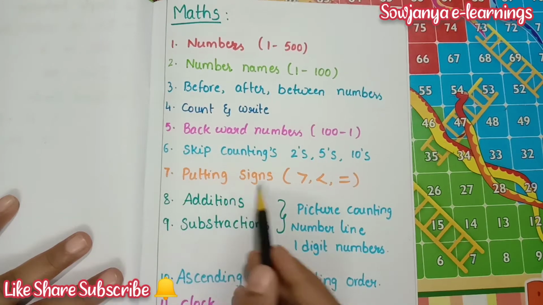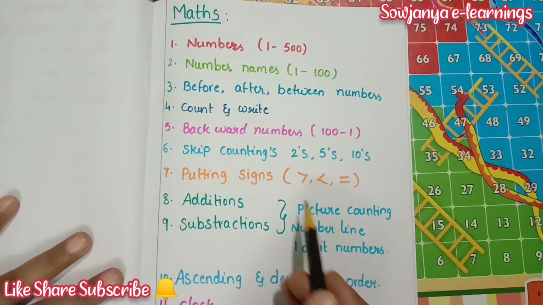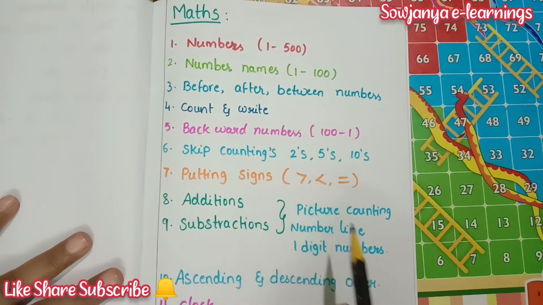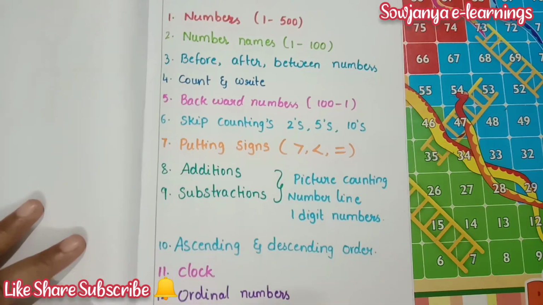Next, putting signs like greater than, less than, equals to. This topic also we have to teach them. Greater than means what, less than means what, equals to means what. Where we use this greater than, less than, everything we have to teach them.